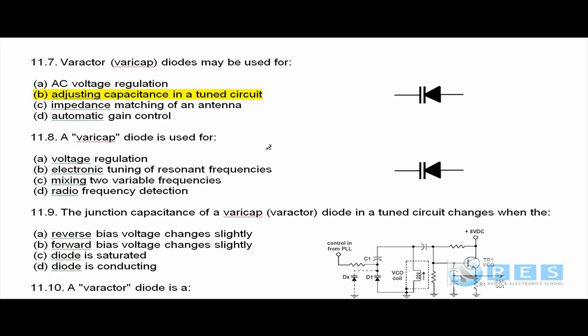Question 11.8. A varicap diode is used for electronic tuning of resonant frequencies because it changes the capacitance in a circuit, therefore changes the resonant frequency.